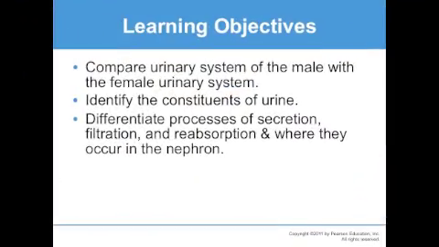Also, you should be able to compare the urinary system of the male with the female urinary system, identify the constituents of urine, and differentiate processes of secretion, filtration, and reabsorption, and where they occur in the nephron.